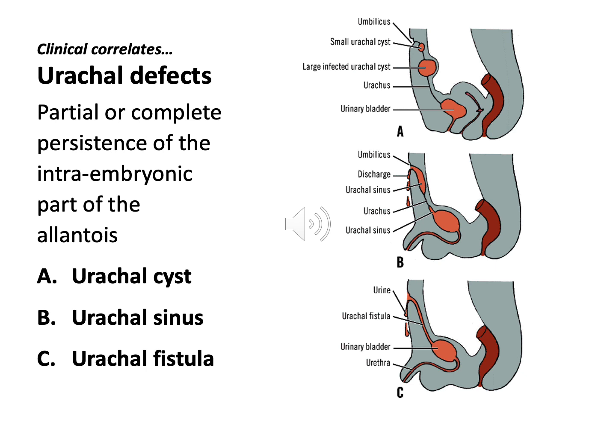Urachal defects can also happen during development. Because of partial or complete persistence of the intraembryonic part of the allantois, urachal anomalies can result. A urachal cyst is a condition in which there are single or multiple cysts along the course of the urachus. A urachal sinus is due to a partially persistent allantois, and a urachal fistula results from complete persistence of the allantois. In a urachal fistula, urine can extravasate through the umbilical region.